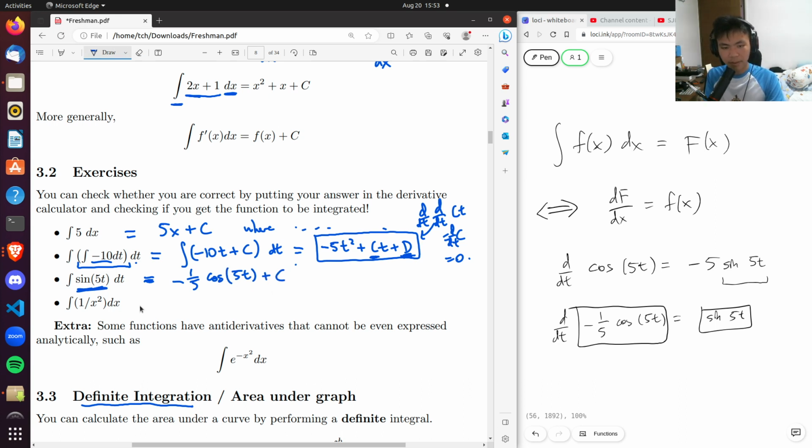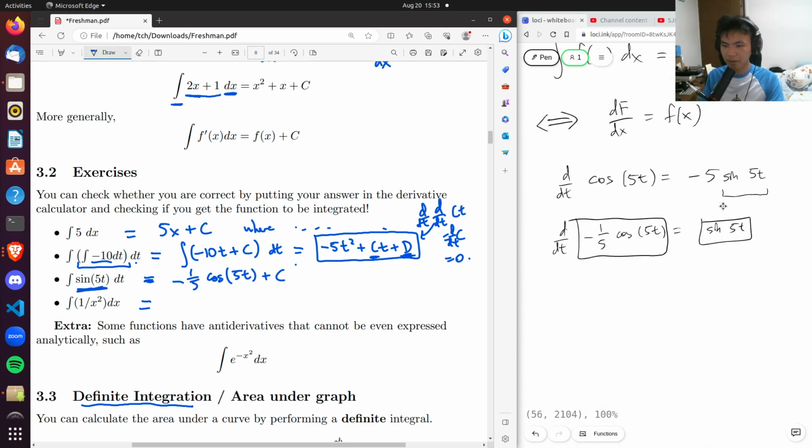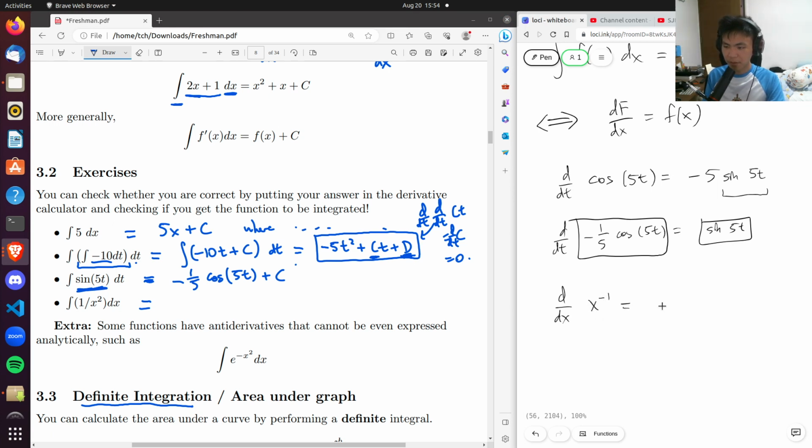And lastly, let's integrate 1 over x squared. This integral is important when we talk about gravitation. When we talk about gravitational potential, we're actually performing this kind of integral. So how do we integrate a fraction, an inverse of x squared? We can notice that if I take the derivative of x to the minus 1, this will give me minus 1 x to the minus 2, which is minus 1 over x squared.